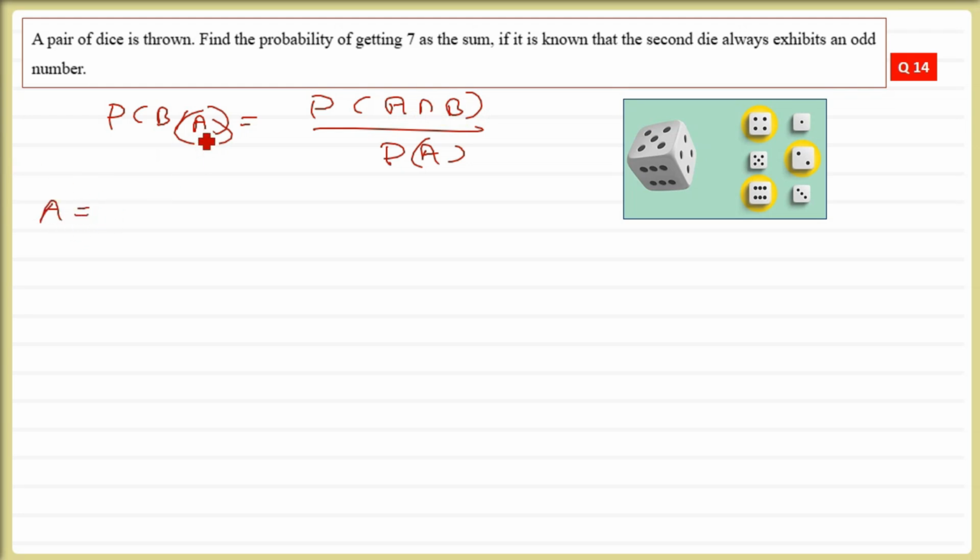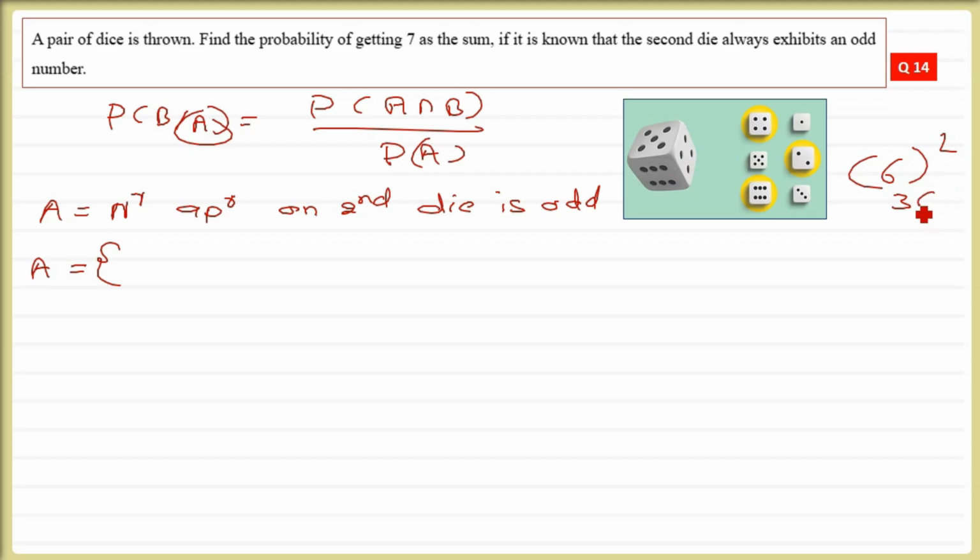So what is A here? A has already happened. If it is known, it means it has already happened. The second die always exhibits an odd number. So I'm writing it in short. A we can write as the number appeared on the second die is an odd number. So what are the odd numbers? There are 6 possibilities on each die and in all there are 2 dice, so 36 is the sample space. In this sample space, those numbers which are odd are 1, 3, 5. This is about the second die, so 1, 3, 5 can come as the second number.